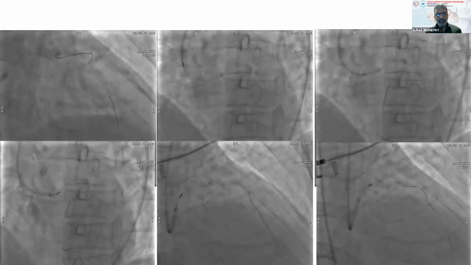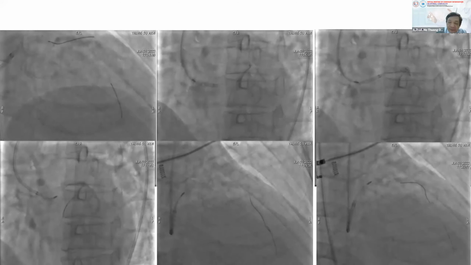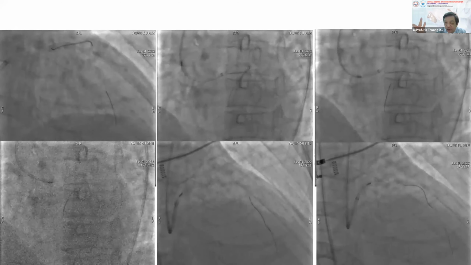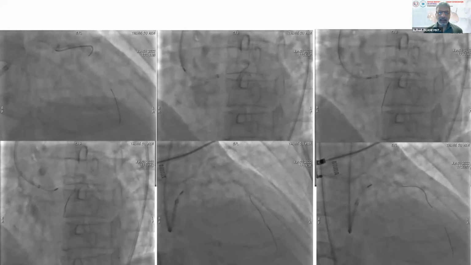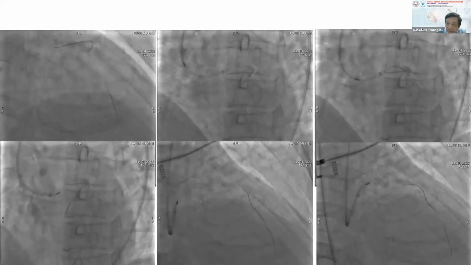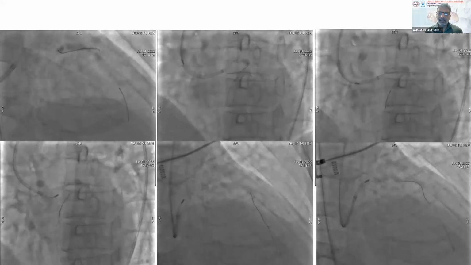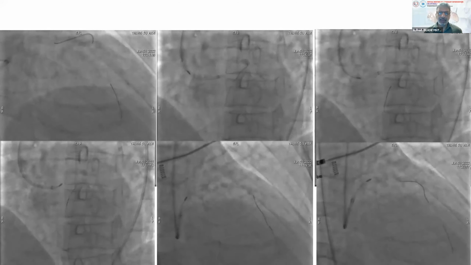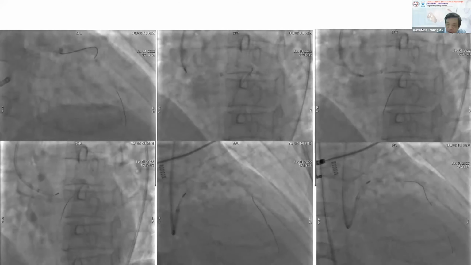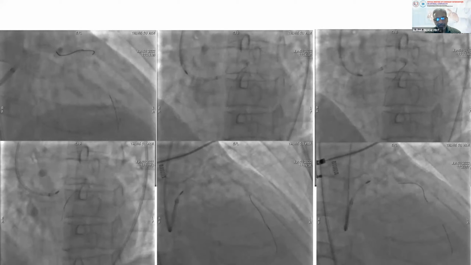I see that you have a balloon or a wire in the circumflex. Yes, I have a wire in the circumflex for backup, not for another reason. I wonder how big is the guide? The guide is 7 French. Yeah, I wonder if you could anchor a balloon in the circumflex and try to pull the guide in farther and maybe help deliver, because it looks like a guide support problem. Yeah, good idea.